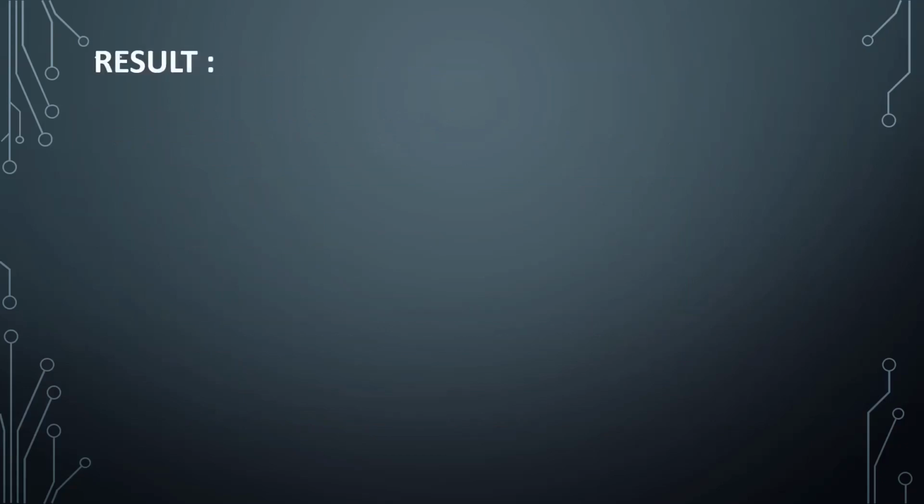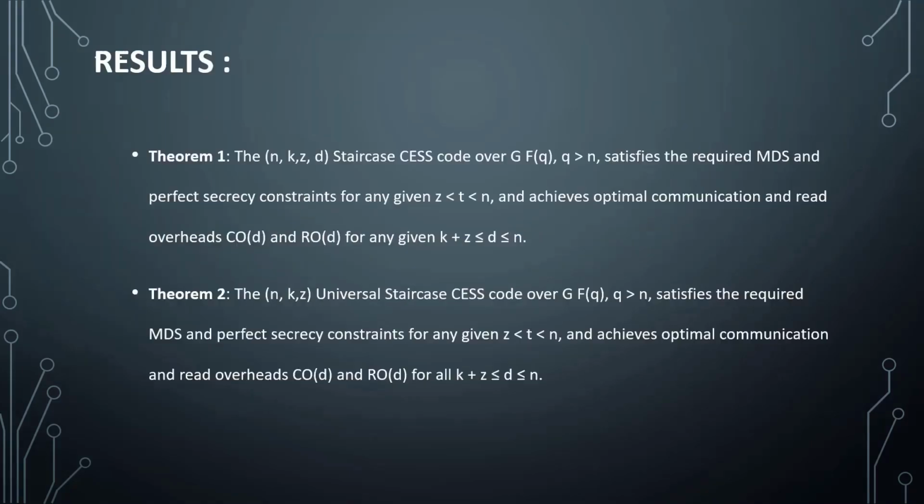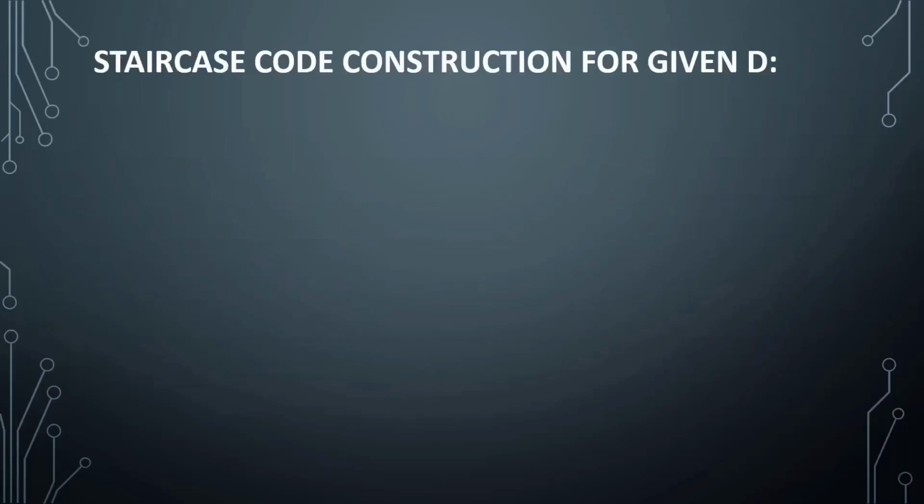The main result of this topic is proving this theorem. In theorem 1, the n k z d staircase CESS code over GF of Q greater than n satisfies the required MDS and perfect secrecy constraints for any given t between z and n, and achieves the optimal communication and read overhead, CO and RO, for a given d in the range of k plus z and n. And we start with the proof of theorem 1.